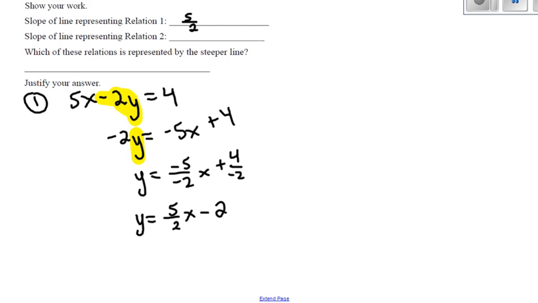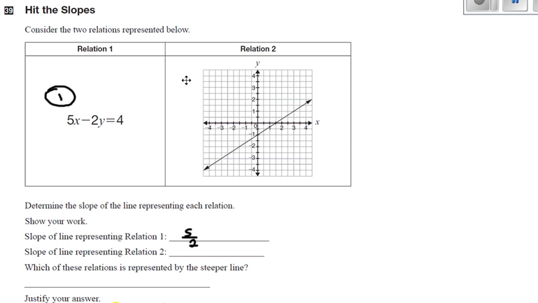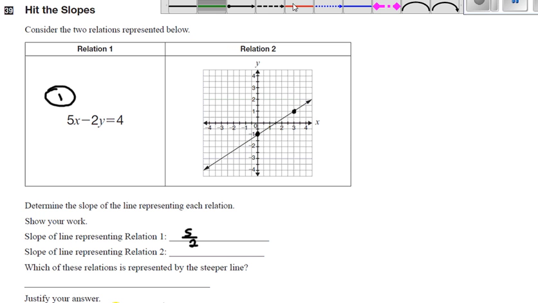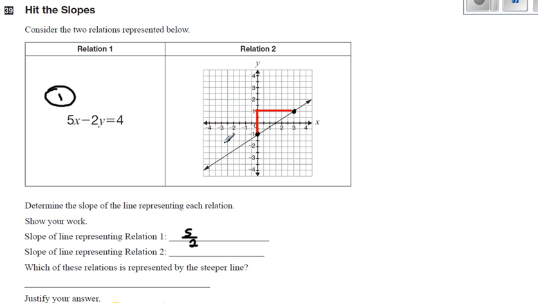So now let's find the slope of relationship 2. So here I'm going to do it right on the graph, and I'm going to show my work by clearly indicating the points that I'm using. And then I'm also going to use my ruler, and I'm actually going to draw the rise and run triangle. So from here to here I rose 2, and from here to here I ran 3. So therefore this is a rise of 2 and a run of 3, so the slope is 2 over 3.